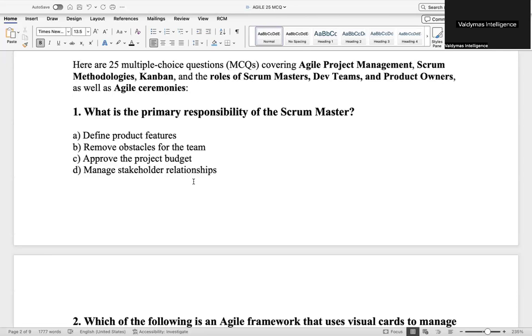Well, the word primary tilts it back to B for me. It is primary exactly for me too. Removing obstacles for the team is the major reason why we get a scrum master. The stakeholder relationship, the product owner too can manage. Every other development team member is expected to be able to manage stakeholder relationship, but removing obstacles, serving the team, ensuring that he works with the team to help them achieve great flow.